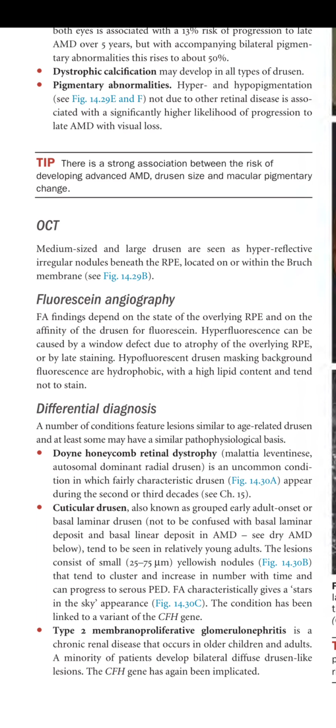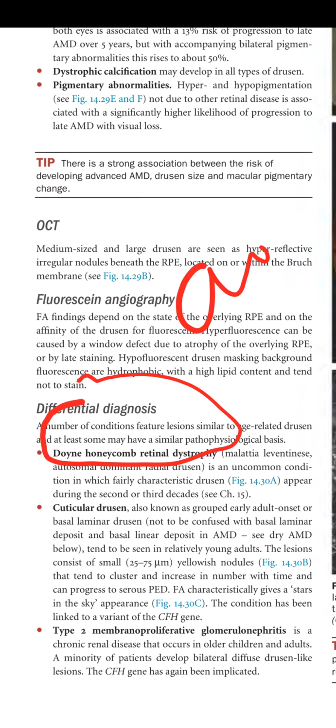So this is a retinal dystrophy, Doyne honeycomb retinal dystrophy. Malattia leventinese, autosomal dominant radial drusen, is an uncommon condition in which fairly characteristic drusens appear during the second or third decade. So usually, in a case of Doyne honeycomb retinal dystrophy, the characteristic drusens are present during the second or third decade.